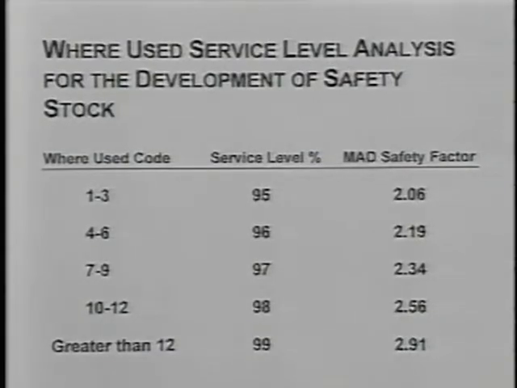What's the rationale behind that? The higher the where used code, the numeric number, the higher the probability that there's going to be a stock out. And that's the key to the development of this particular analysis here. Now, you'll also note that there is a notation at the bottom of this exhibit, and I'd like to address what that notation is in some type of a scenario.